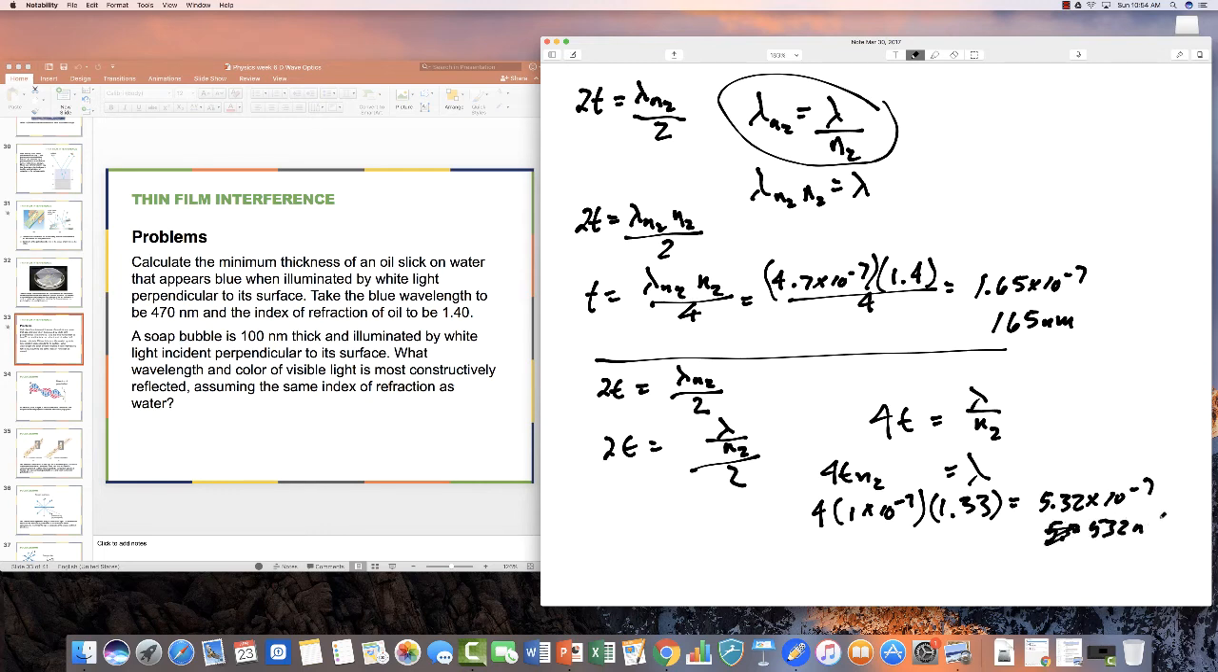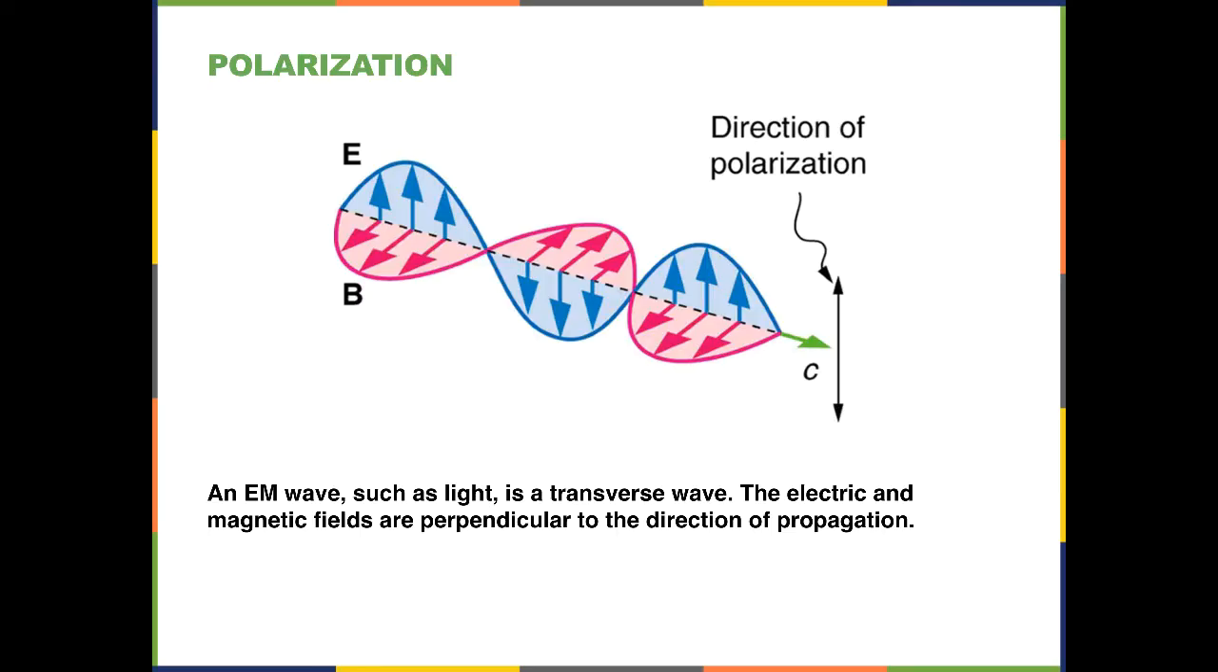or 532 nanometers. Now 532 nanometers is above the blue range, getting into the green-yellow range, and you can look up the actual color on a table in the book. The last topic we're going to talk about here is polarization.